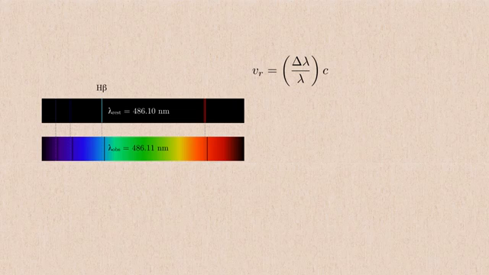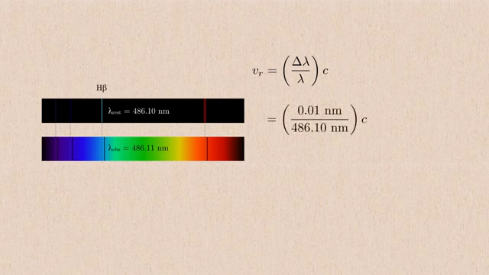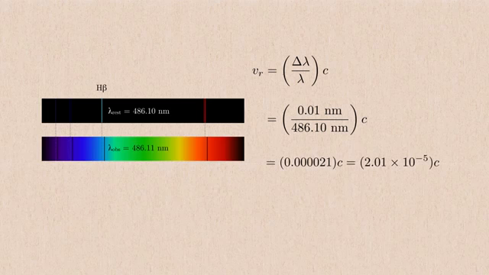So let's run through a quick example here. We're looking at the spectrum of a star, and its observed wavelength of the hydrogen beta line is at 486.11 nanometers. That's just 1/100th of a nanometer different from its rest wavelength. So what kind of a radial velocity does this tiny change result in? Well, let's calculate it out. So we can cancel out the nanometers, and we find that we have 2.01 times 10 to the minus fifth multiplied by the speed of light.